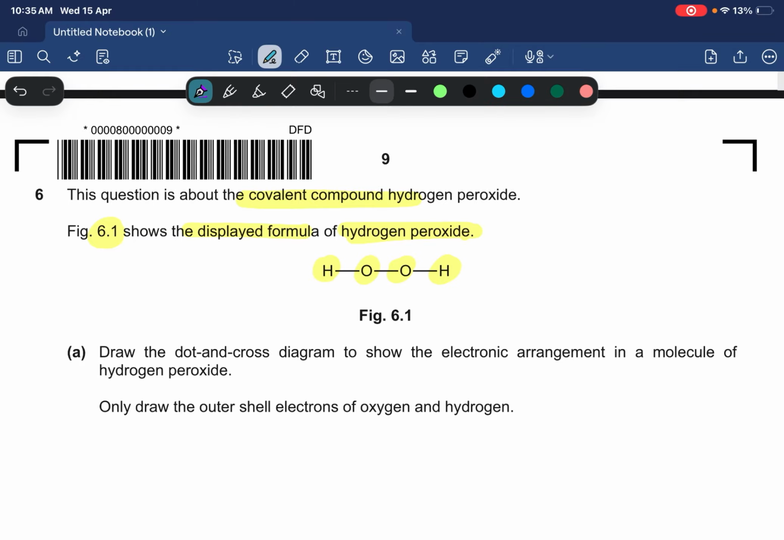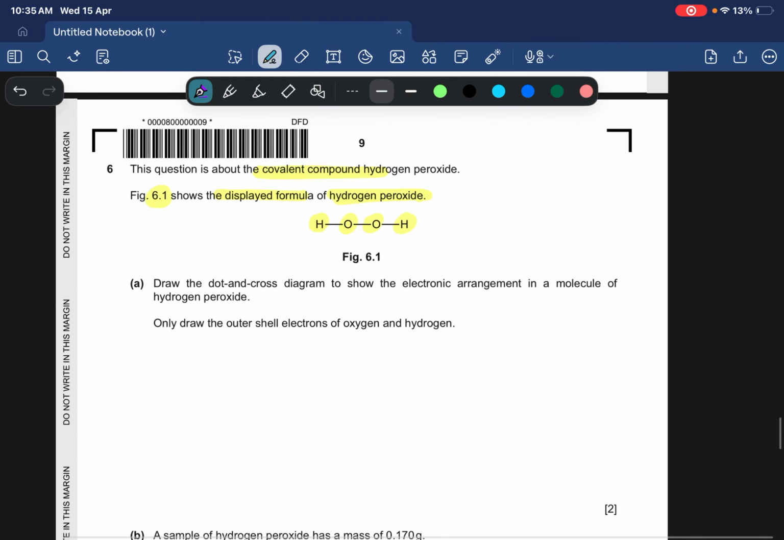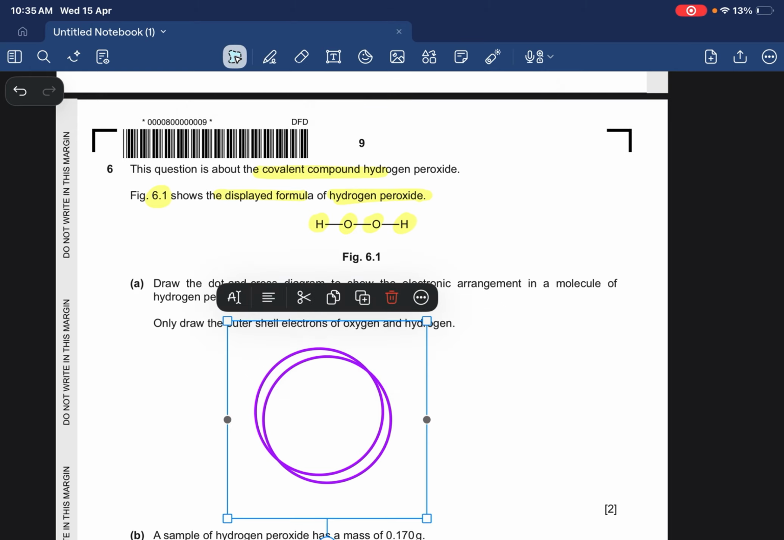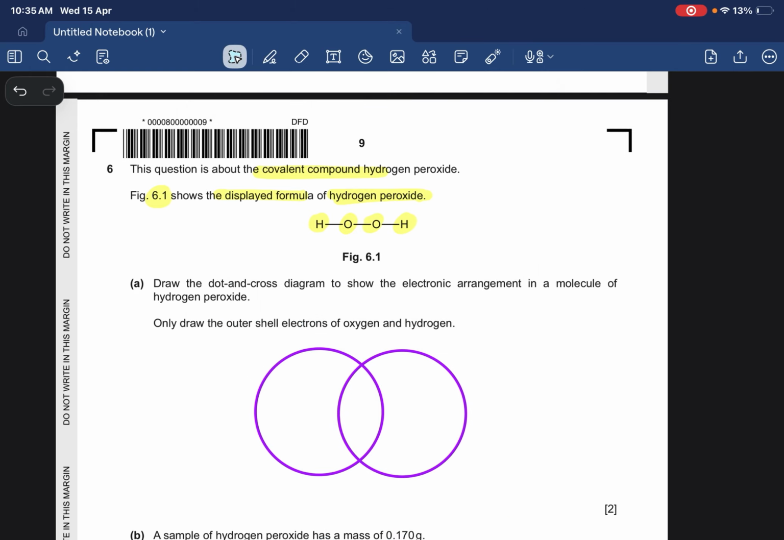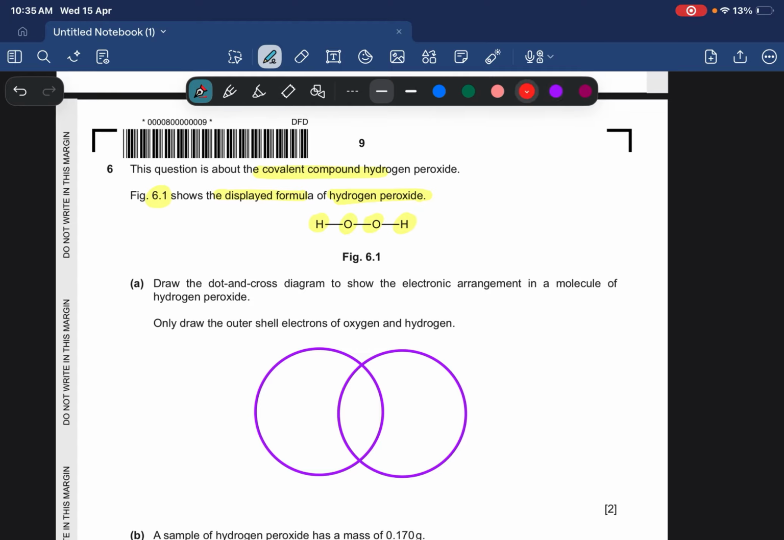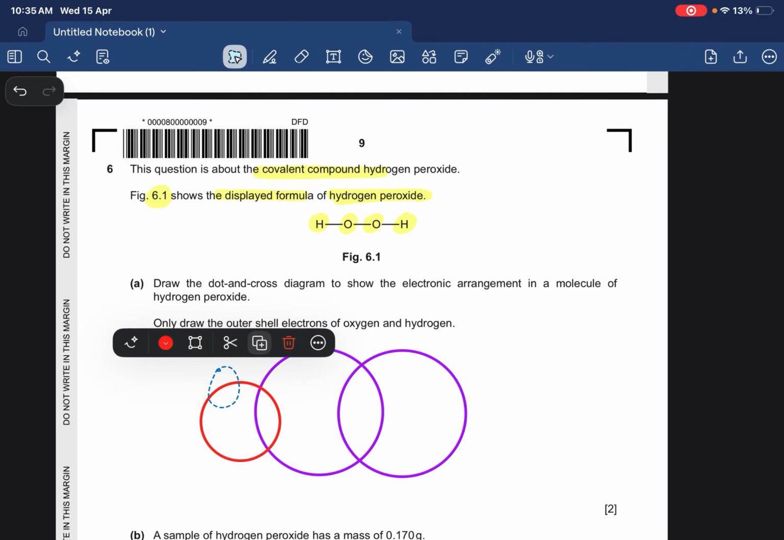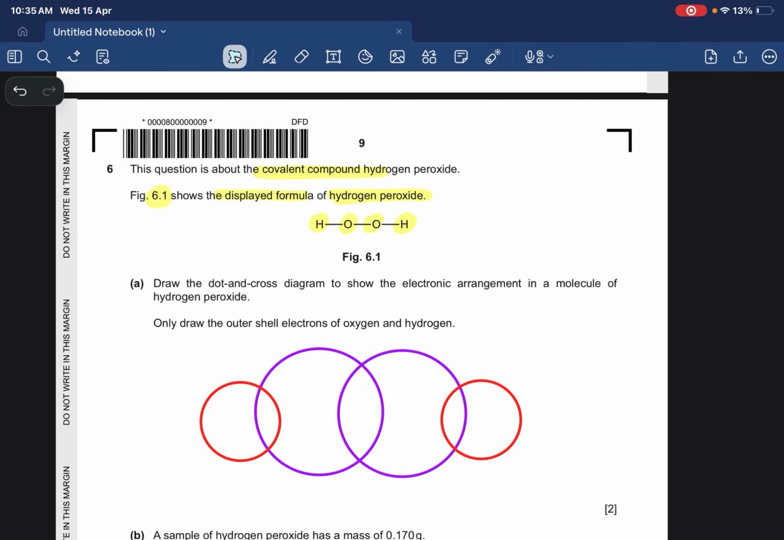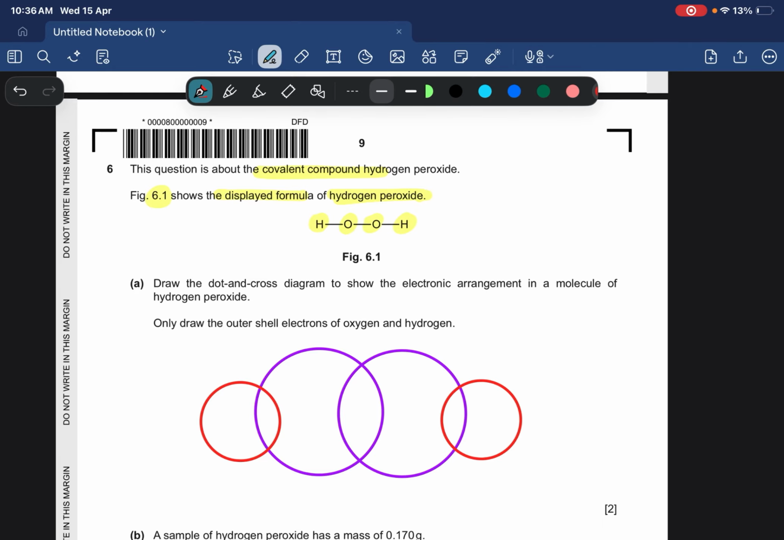H-O-O-H. Okay. No worries. Draw the dot and cross diagram to show the electronic arrangement of the molecule of hydrogen peroxide. Draw the outer shell electrons only of oxygen and hydrogen. No worries. We have to draw properly. 1 oxygen, another oxygen. Then we have 2 hydrogens. 1 hydrogen, another hydrogen. And then we have to show the outer electrons, all of them.